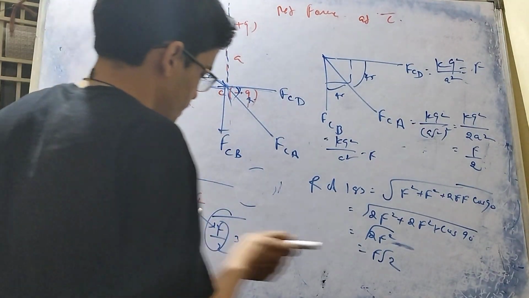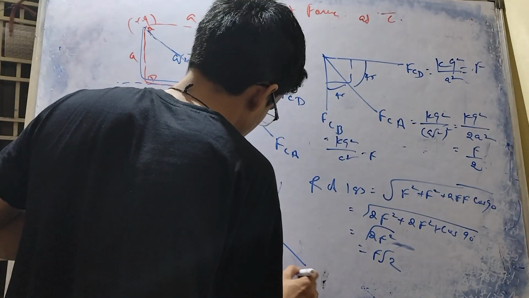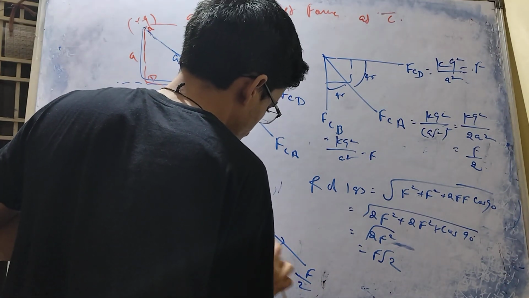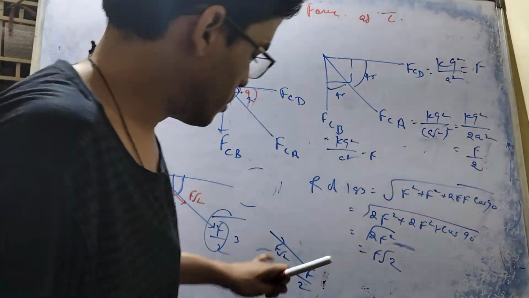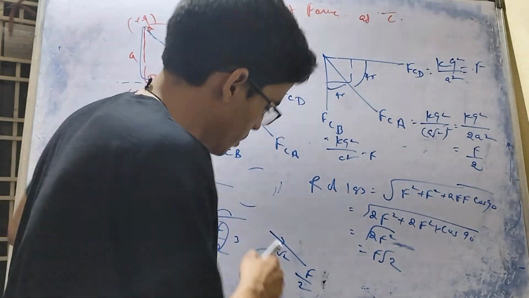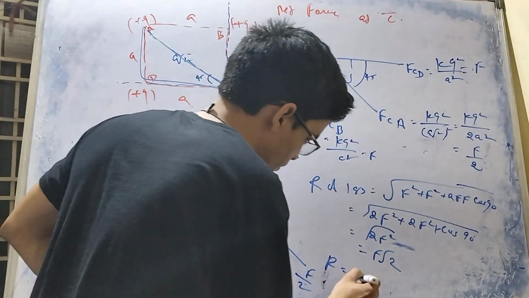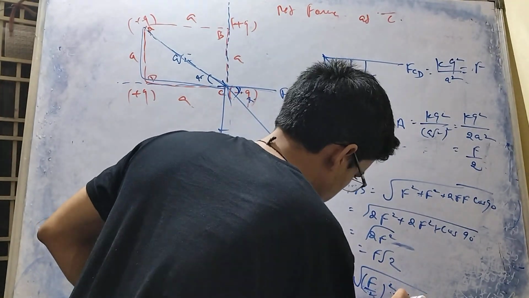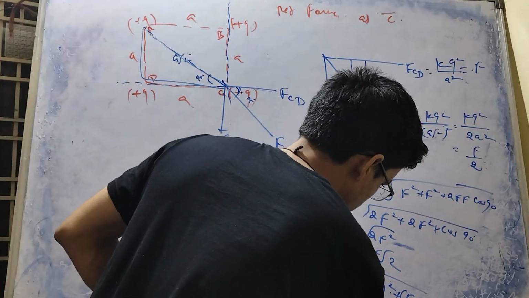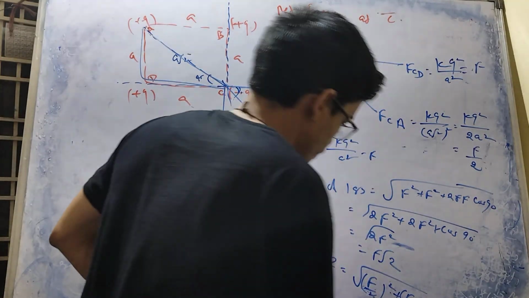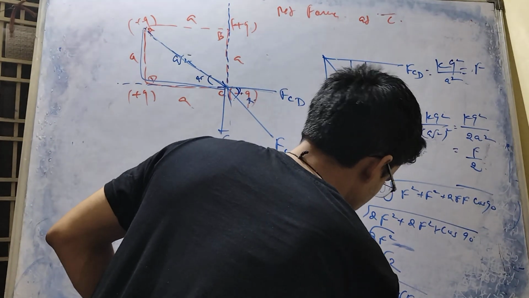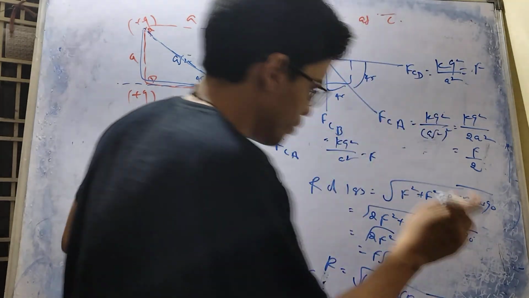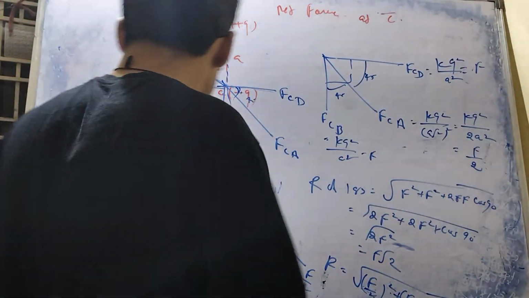Now here we have 2 vectors. First is check, F1 by 2, and second is F root 2. What is the angle between both? 0 degree, 0. So here resultant will be under root F by 2 whole square plus F root 2 whole square plus 2 into F by 2 into F root 2 cos 0. If you solve, then you get answer.